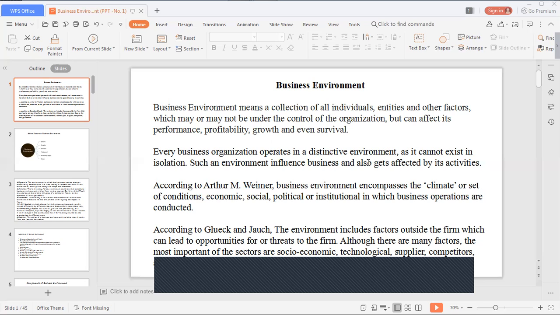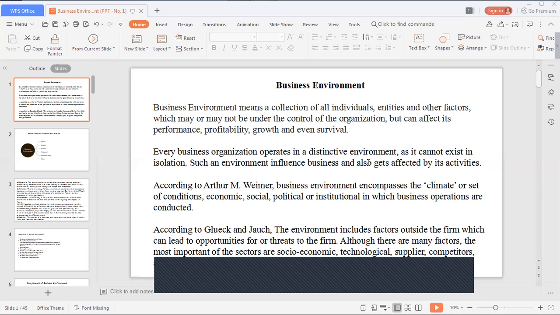Let's discuss some features of business environment. First of all, totality of external forces. External forces like factors and institutions are beyond the control of the business, and they affect the functioning of the business enterprise. Some of these factors or forces may have direct influence over the business firm. Others may operate indirectly.